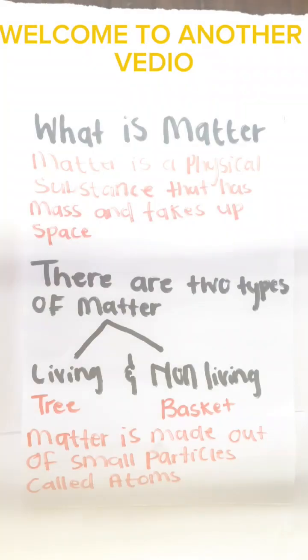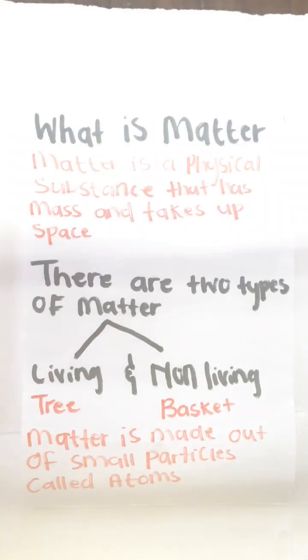What is matter? Matter is a physical substance that has mass and takes up space. There are two types of matter, living and non-living. For the living, we have trees and maybe cats. For non-living, we can have a basket and a pot.